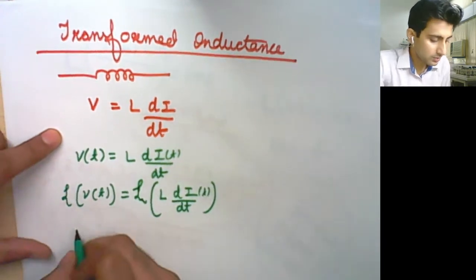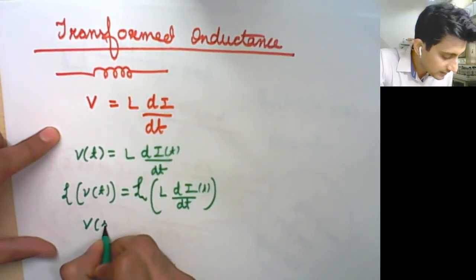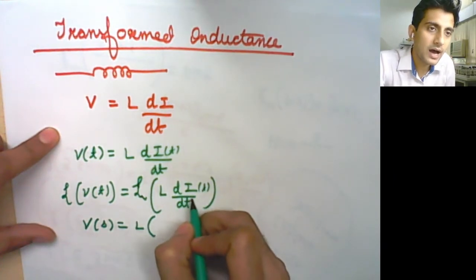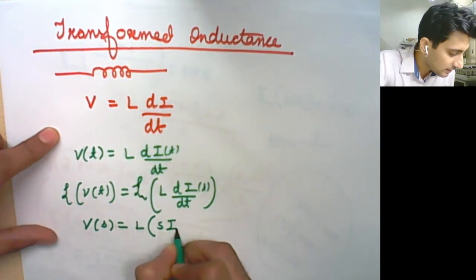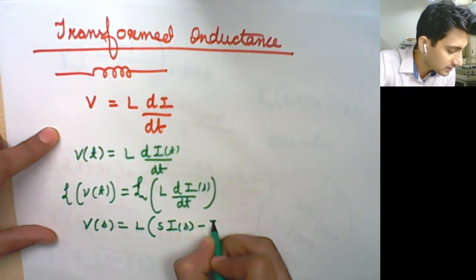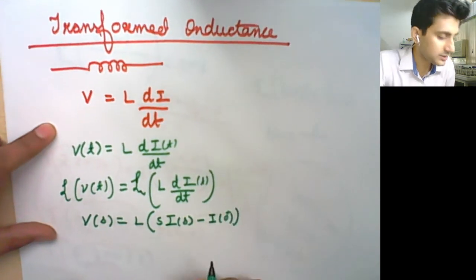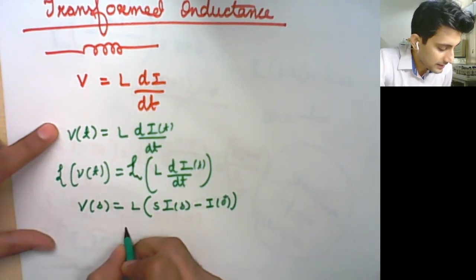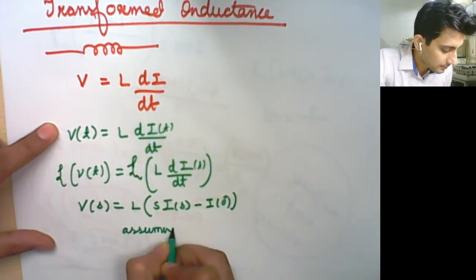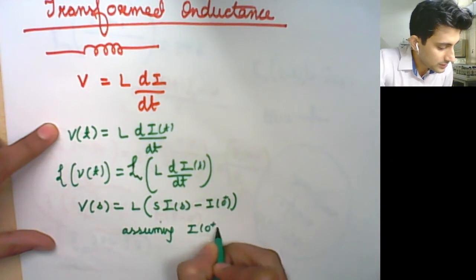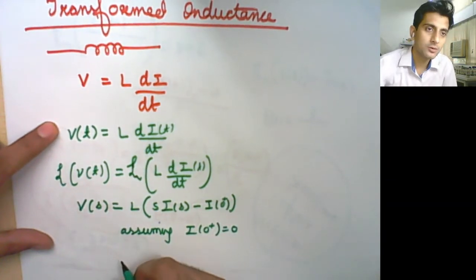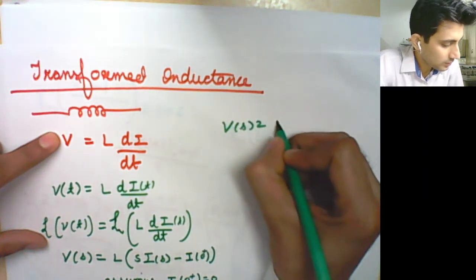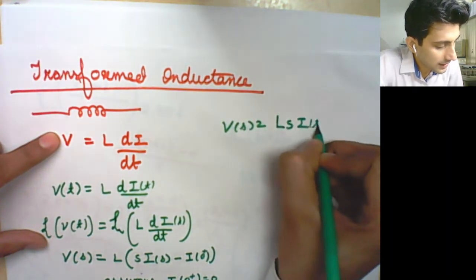So we can say that the Laplace transform of Vt is Vs. L times the Laplace transform of di by dt is L times (s Is minus I of 0 plus or minus, whatever). Fine. And again over here you can assume that our zero initial conditions force I of 0 plus to be equal to 0. In that case, you will have Vs equals Ls Is.